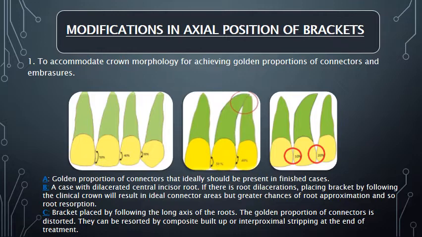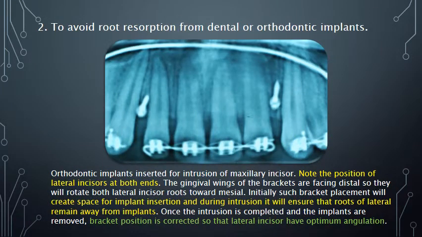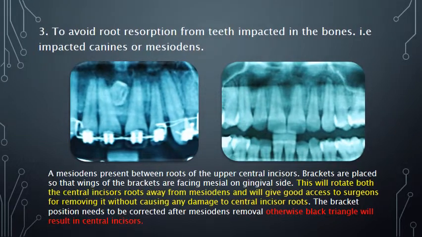Modifications in axial position of the brackets. Number 1, to accommodate crown morphology for achieving golden proportions of connectors and embrasures. Number 2, to avoid root resorption from dental or orthodontic implants. Number 3, to avoid root resorption from teeth impacted in bone, such as impacted canines or mesiodens.